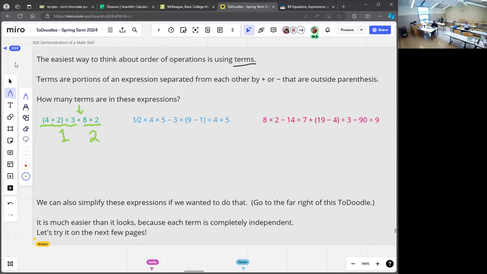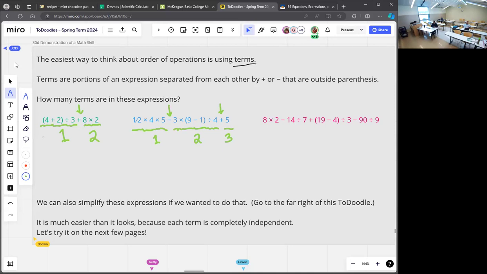Let me do the second one before I get questioned. So 1/2 times 4 times 5, oh, here's a minus outside parentheses. So that's gonna break this apart. And now I keep going, and there's a plus outside of parentheses, so that breaks it apart. So here I have 3 terms, 1, 2, 3.